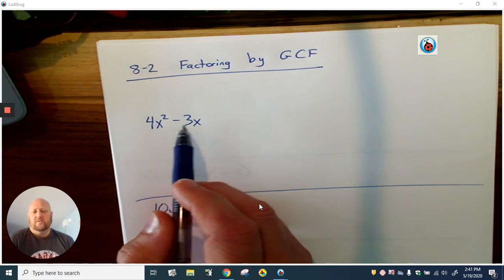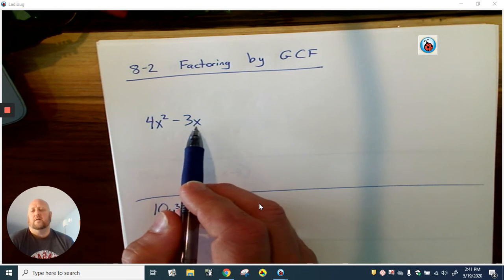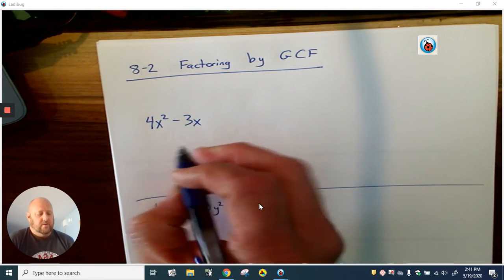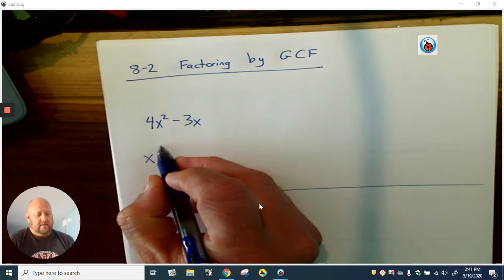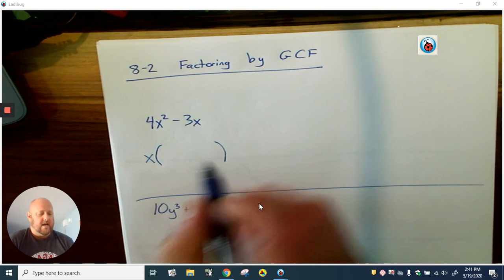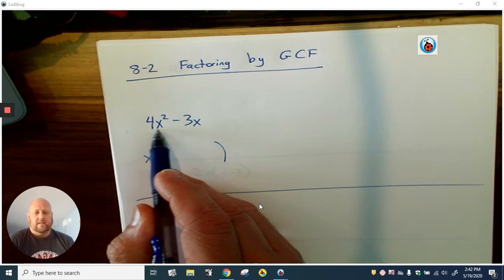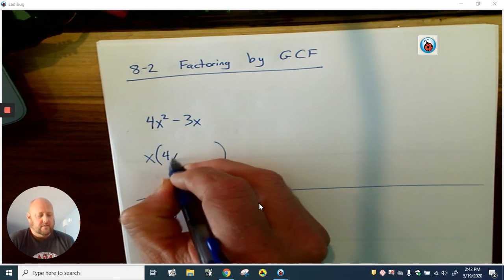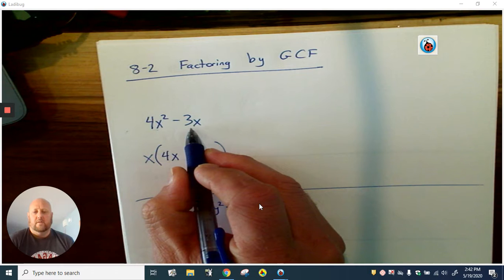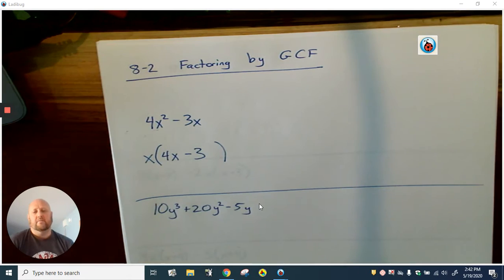So basically just look to see, what do these things have in common? Well, what can you divide both the 4x squared and the 3x by? Well, you can divide them both by x. And if you actually factor that out of there, if you just divide it out, if you pull an x out of this 4x squared, all you'd be left with is 4x. And then if you do the same thing with this, if you divide that by x, all you're going to be left with is -3.